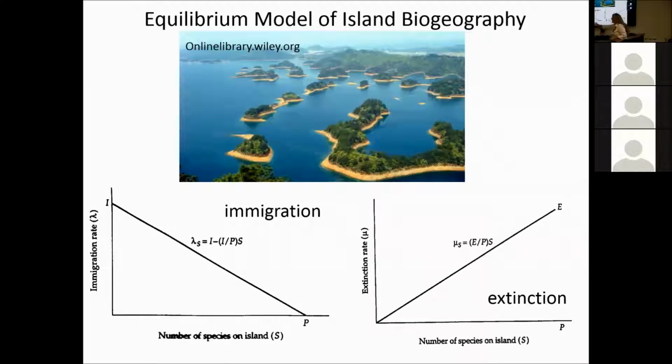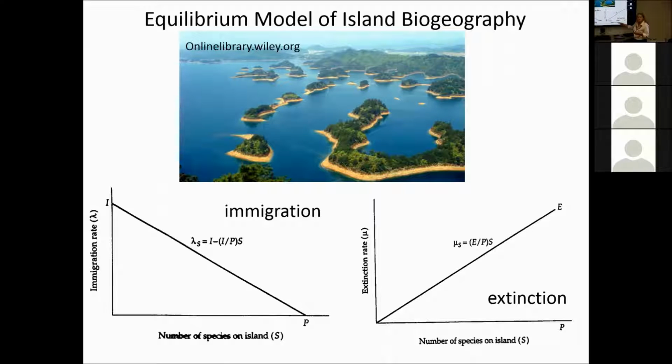And so the P represents some kind of regional pool of species, and each island is going to have some number of species S. And so the rate of immigration for each new species that could potentially arrive at an island that's beginning to fill up with species, as we move along the axis here, begins to decline. So the chances get lower and lower as you get more species adding into the system. This is the arrival of a new immigrant.